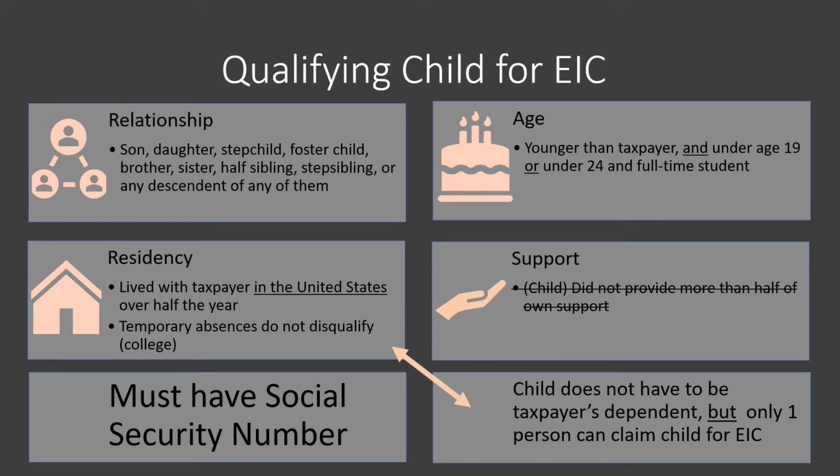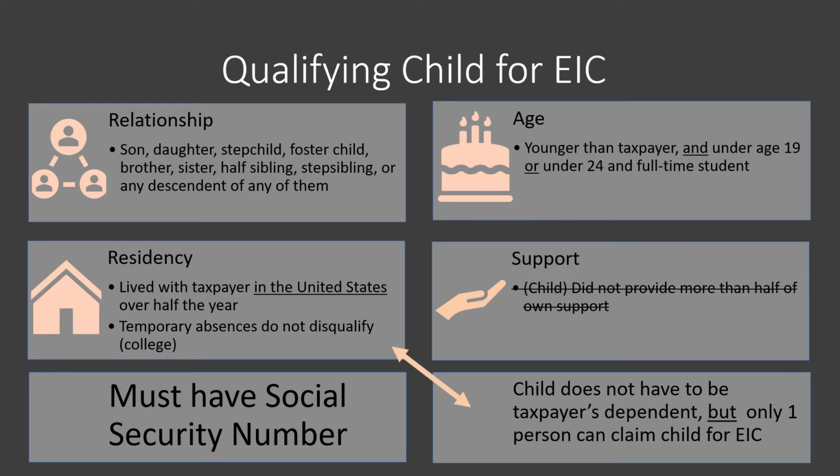Residency is similar, but it's a little extra restricted. So the child needs to have lived with the taxpayer over half the year in the United States. So if you remember, for dependency, the child could have lived in Canada or Mexico and still be a dependent. However, for earned income credit, it needs to be residing in the United States. As with dependency, remember, temporary absences don't disqualify the child from being claimed. So the big one for that is college.